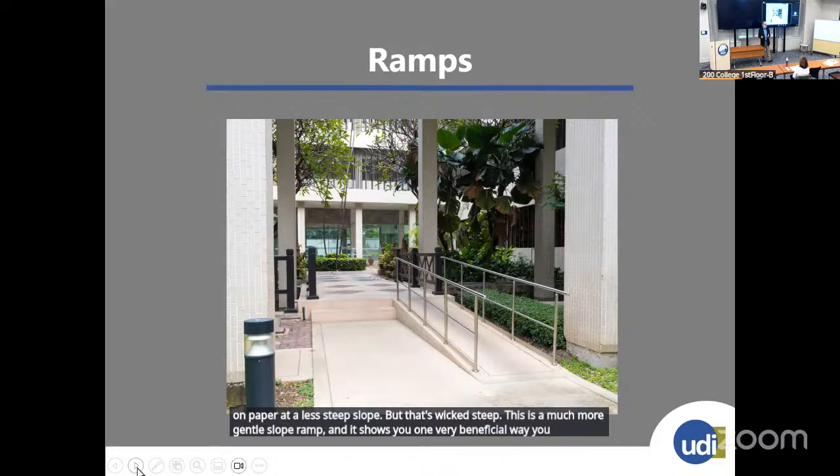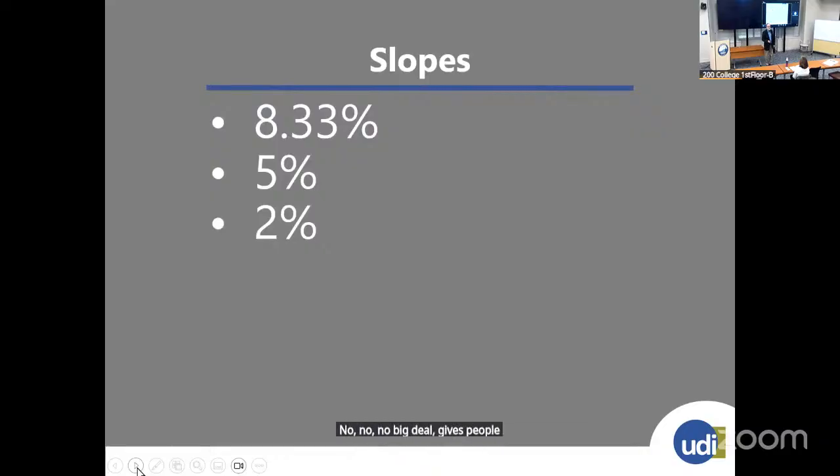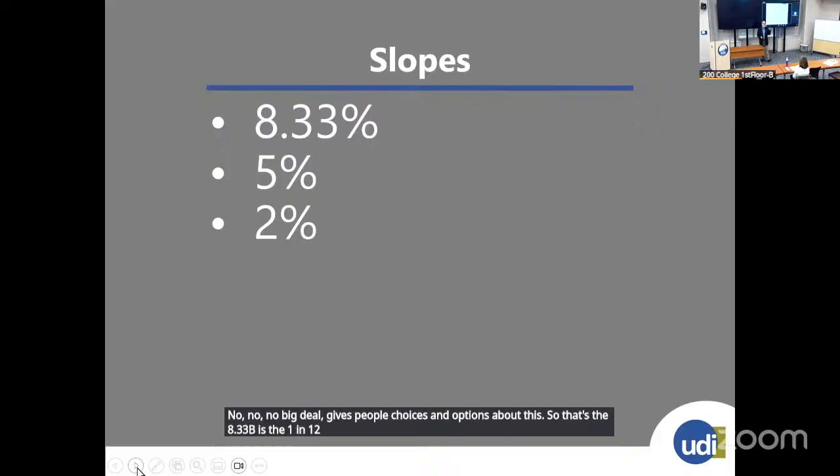This is a much more gentle slope ramp, and it shows you one very beneficial way you might arrange this: you have stairs next to a ramp, perfectly fine. Lots of folks will take the stairs, other folks will take the ramp. No big deal. Gives people choices and options. So that's the 8.33% is the 1 in 12 ramp. Don't go near that, please.